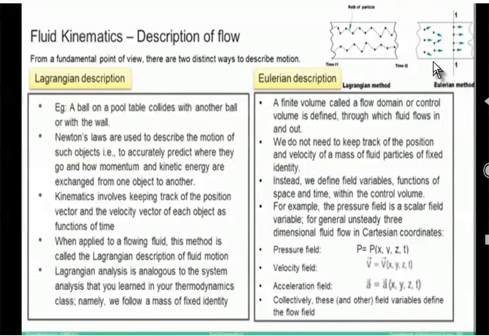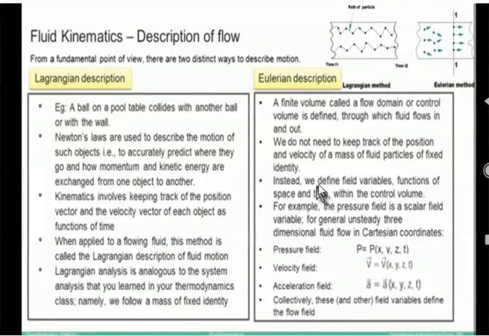So when the fluid is flowing through a fixed position or control volume, we don't need to keep on tracking the particles. What we did in the Lagrangian method was to keep on tracking the position of the particles, but when the particles move in a particular field or control volume, only then do we study the behavior or description of the fluid flow. So we don't need to track the particles.